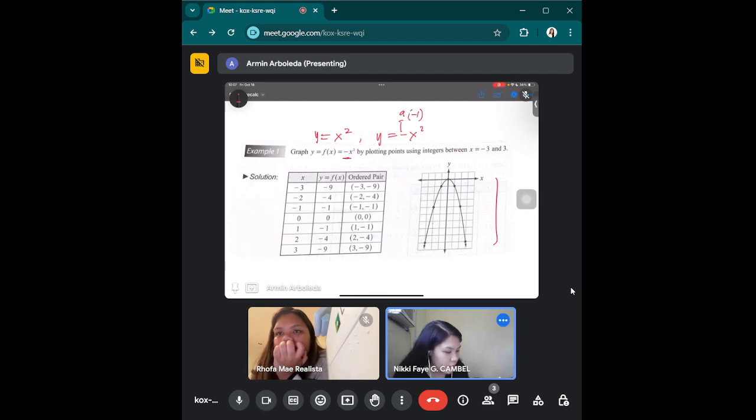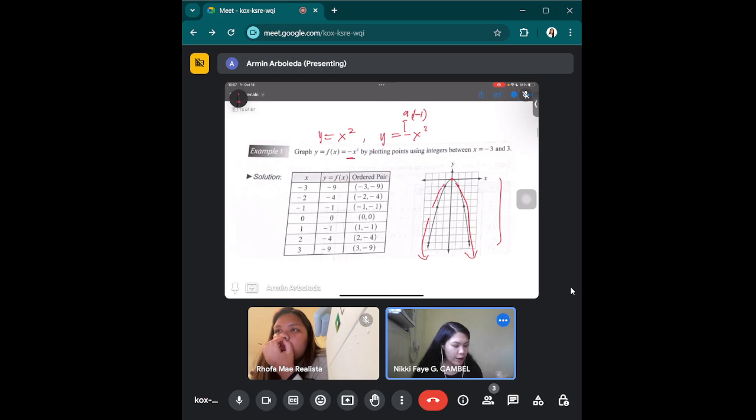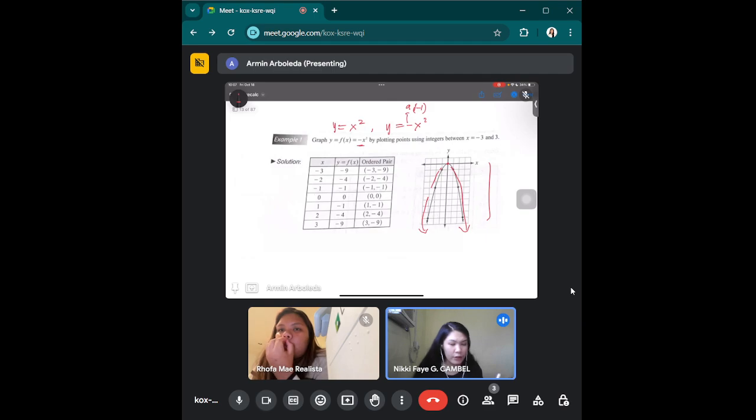Okay? So, it's exactly the same as your example 1 earlier, but this time, it's looking downwards, right? Since our A here is negative, then our parabola is looking downwards. Okay? And what's the difference pa ba? When earlier we had the lowest or the minimum value, this time we have the highest or the maximum value. Okay? You can use the calculator to check this one.